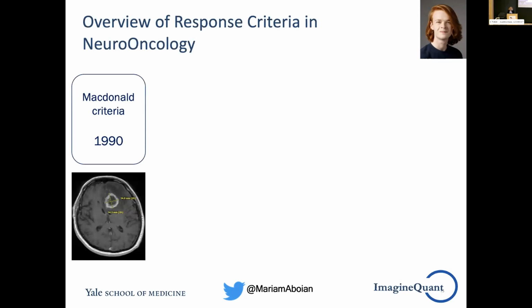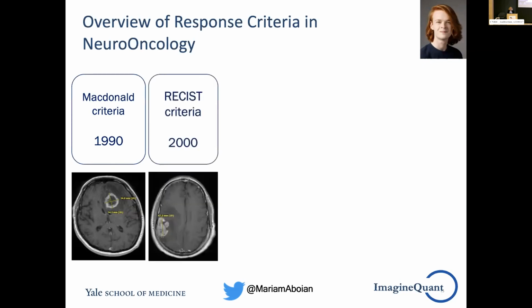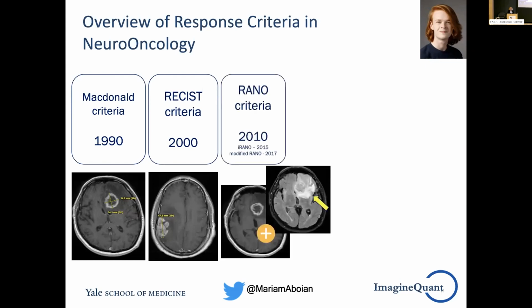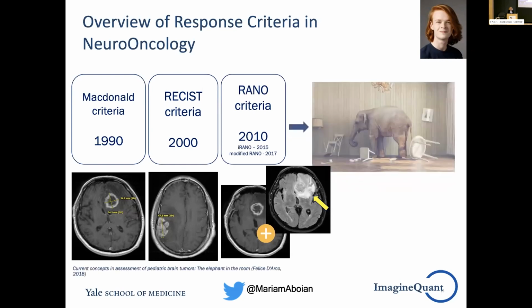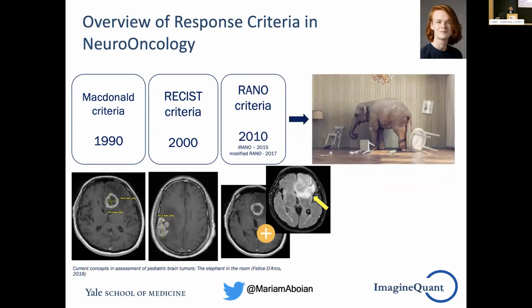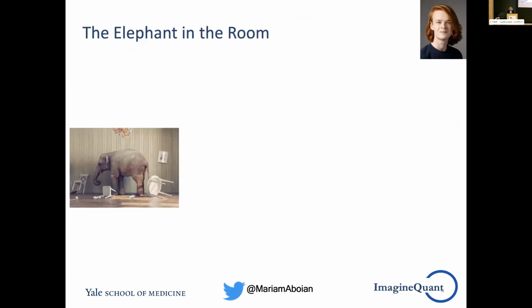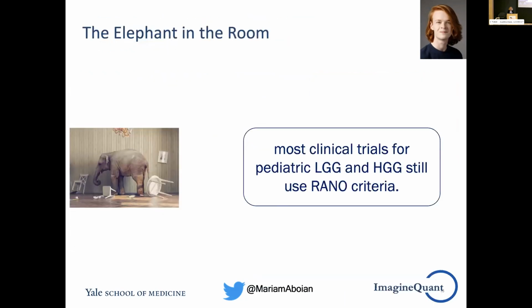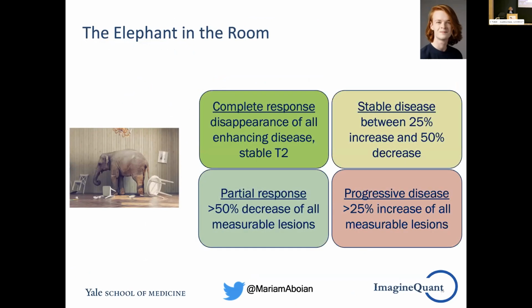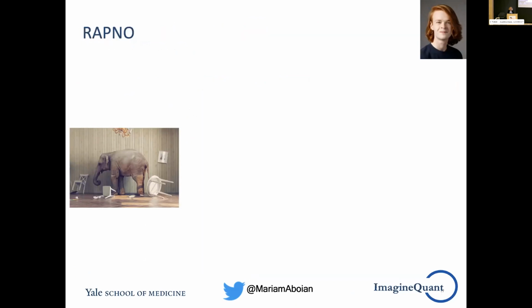And as you remember, the McDonald criteria in 1990s, the RECIST criteria in 2000, where we used the longest diameter, the RANO criteria in 2010, which started including the FLAIR in assessment, but there was always an elephant in the room in terms of pediatrics response criteria. And at that time, most clinical trials were only using RANO criteria for pediatric LGG and HGG, and that's actually the criteria that we were using in terms of modifying complete response, stable disease, partial response, and progressive disease.